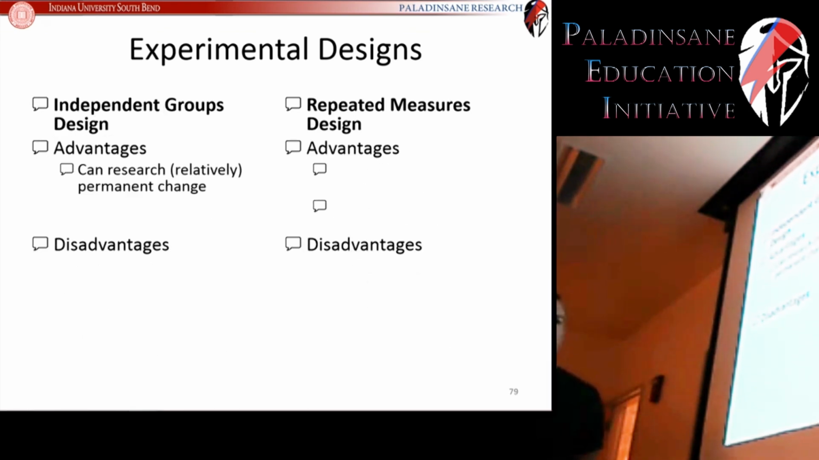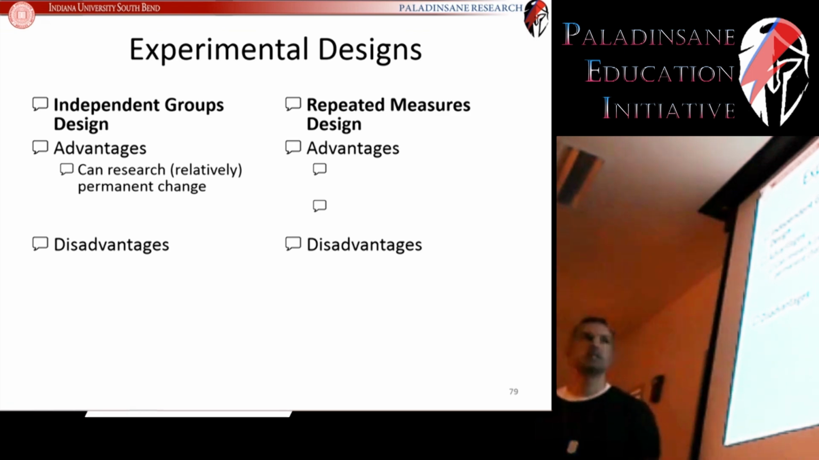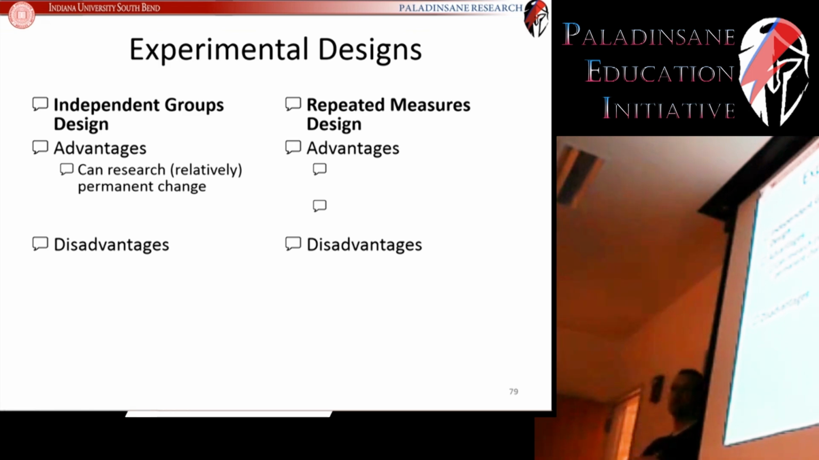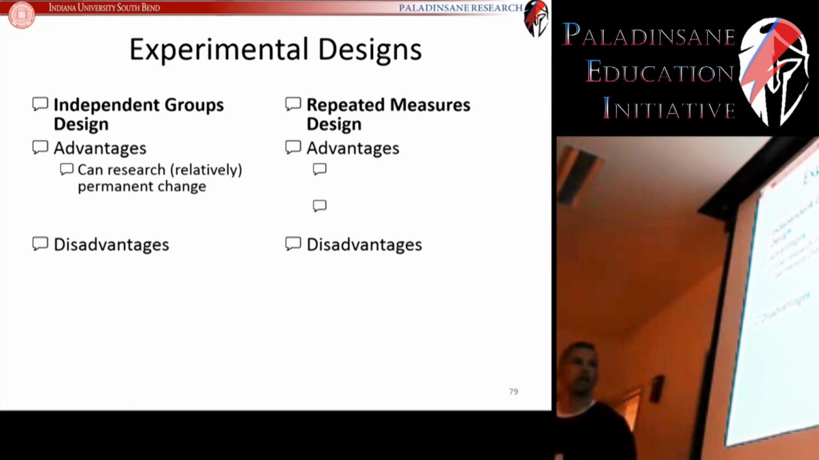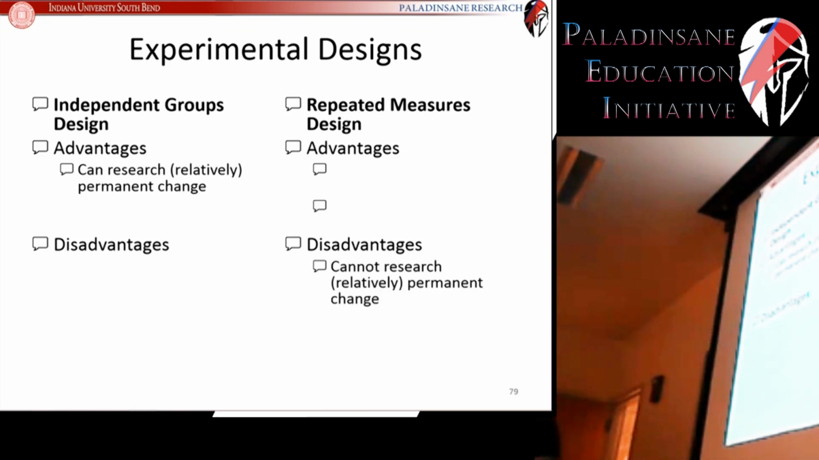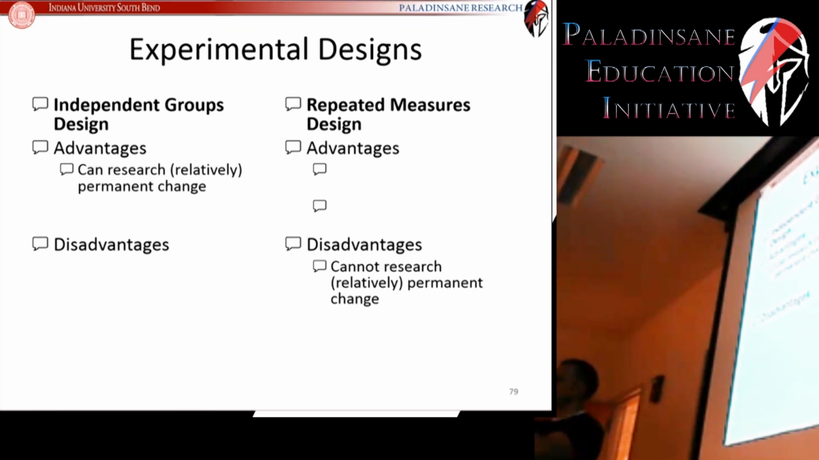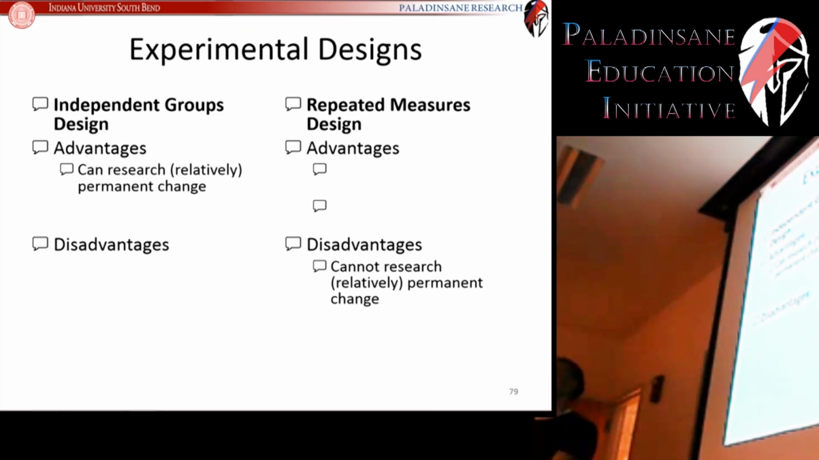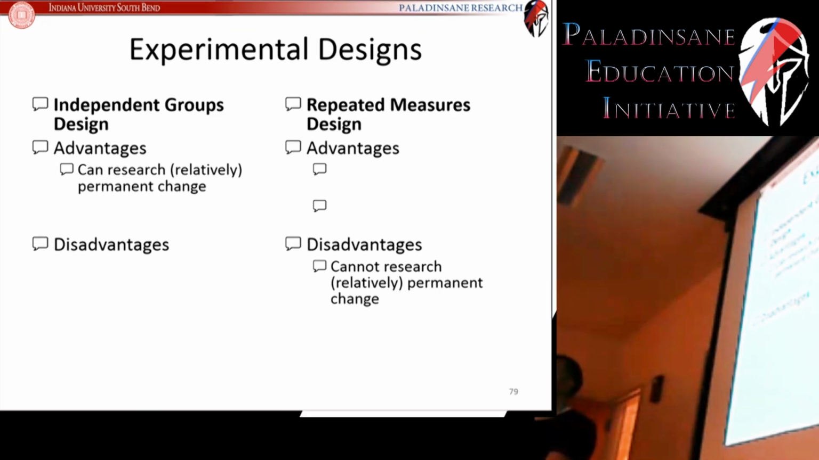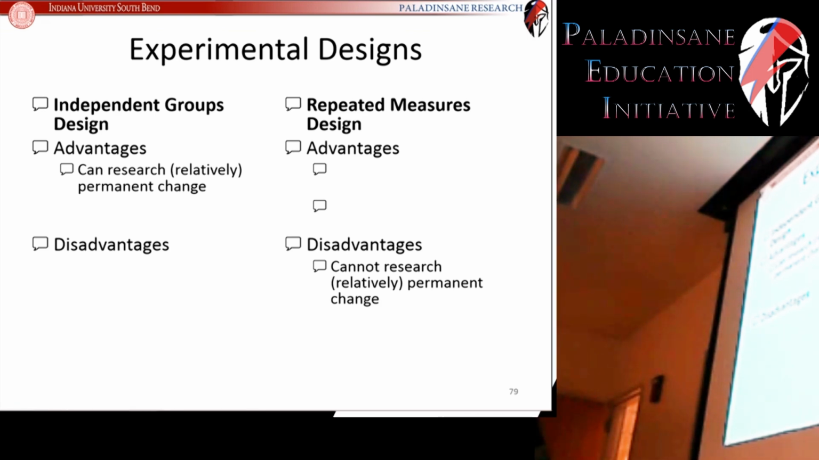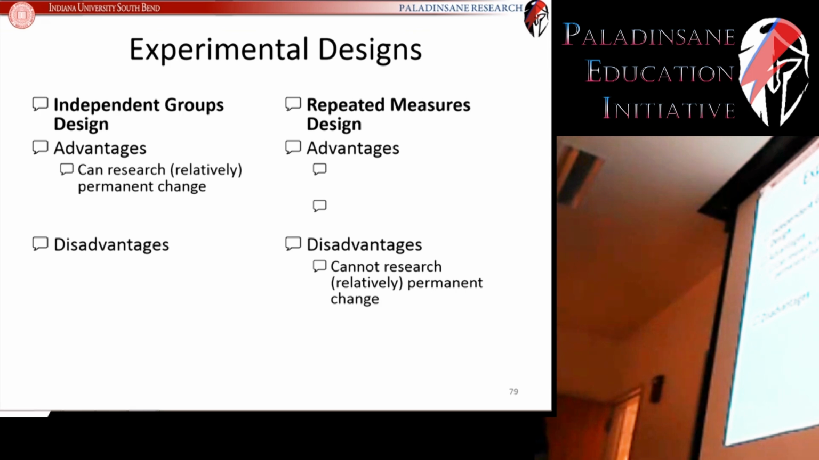In the independent groups design, you can investigate relatively permanent change. So you can investigate change that occurs permanently, occurs over hours, occurs over days, or maintains itself over days. Whereas in the repeated measures design, you usually cannot research relatively permanent change because you cannot put that subject into a second experimental condition. If they've already changed and it's relatively permanent, we can't put them into a second experimental condition.